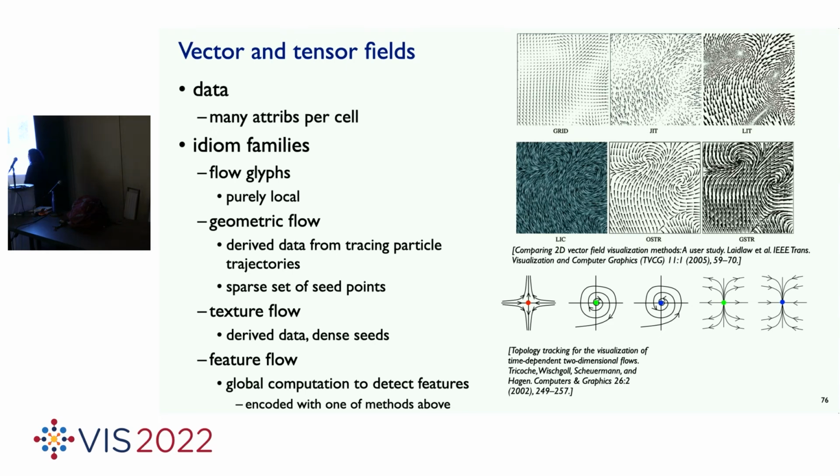What if you have more than one attribute at every one of these points in your spatial fields? Well, with vector fields, and then their higher analogs, tensor fields, where you have many quantitative attributes, not just 2 at every point, what could you do? Again, there are different idioms of how to actually encode this data. And with some of them, you're doing something that's purely local.